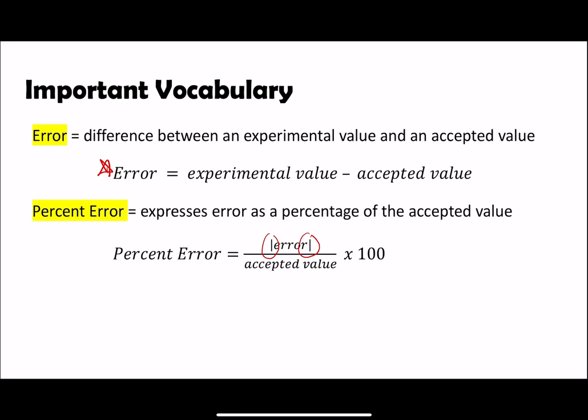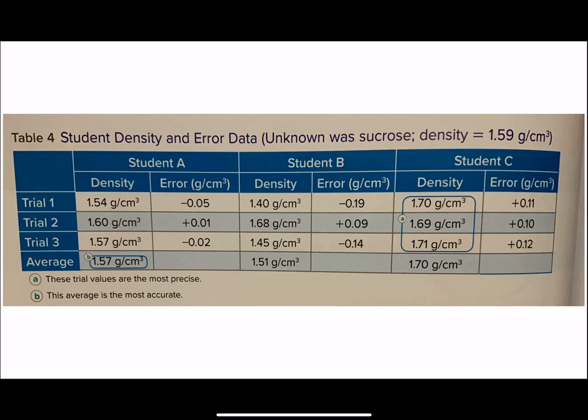The accepted value, these are usually given to you, right? Accepted value just means that this is what we as scientists, or even physicists or chemists or biologists, know as the number for this particular element, for example, right? So this is what we know of at that moment.